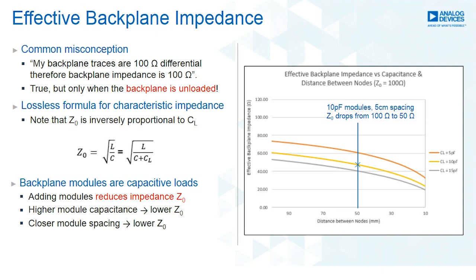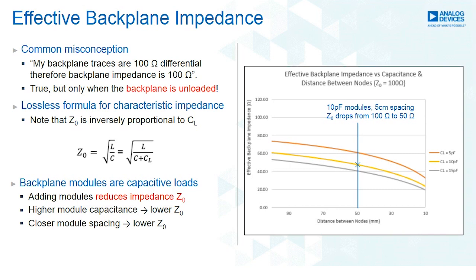And as shown on the last slide, here's the lossless formula for characteristic impedance. We can see that Z0 is inversely proportional to the square root of CL. Backplane modules are capacitive loads, so when you add modules, you reduce the impedance Z0. And this raises two important points. A module that has a higher capacitance will result in a lower impedance on the backplane. And also, as you space more modules closer together, the capacitance per unit length starts to increase. So tighter module spacing further reduces the effective backplane impedance.